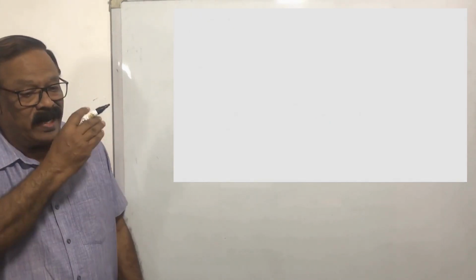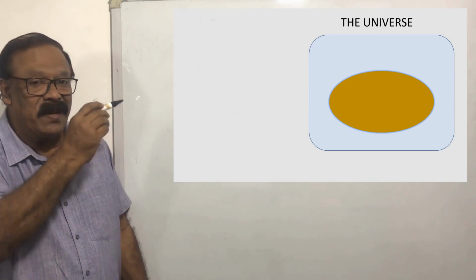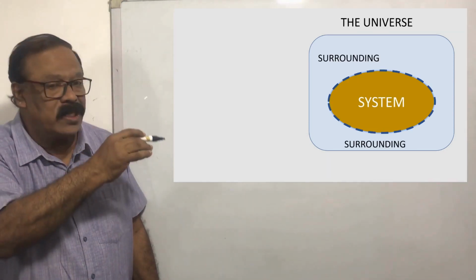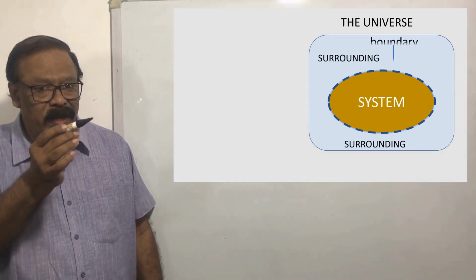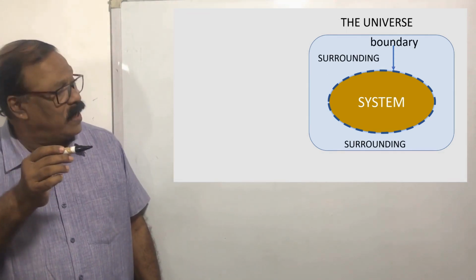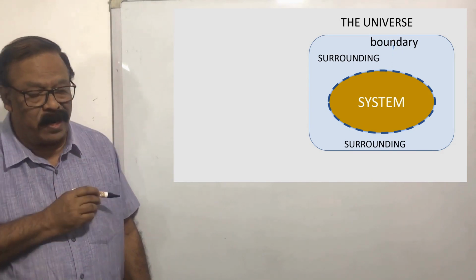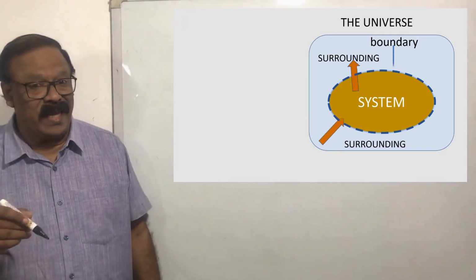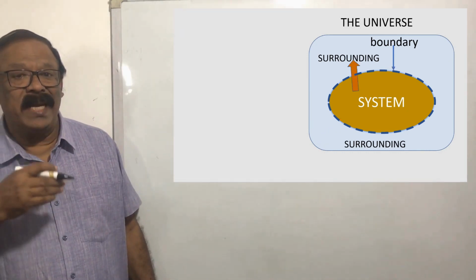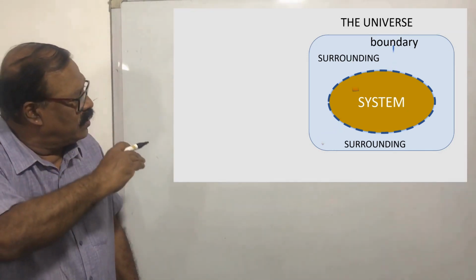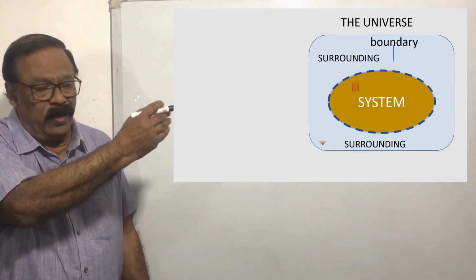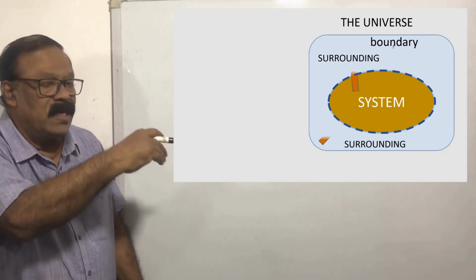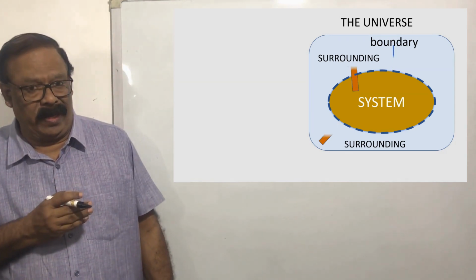Now you can see the figure. In the figure, we have a system and then the surrounding. The universe is divided into system and the surrounding. And the dotted lines, which is the surface separating the system and the surrounding, is called the boundary. Now, matter, energy, etc. can be exchanged between the system and the surrounding. From the surrounding, it may enter the system, and from the system, it may leave to the surrounding.